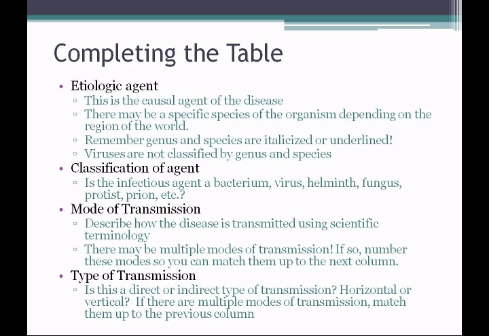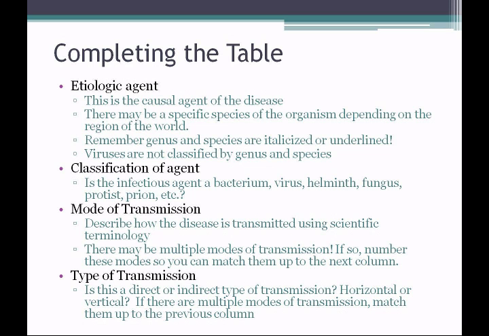Now, for many diseases, there can be multiple modes of transmission. So if that is the case, number the modes of transmission so you can match them up in the next column. So if number 1 becomes fecal-oral transmission, the type of transmission in the next column for number 1 would be indirect. Fecal-oral transmission is an indirect type of transmission. So you're going to have a mode of transmission and maybe multiple modes of transmission for each disease you're looking up, and then you'll match that up with the type of transmission in the next column.